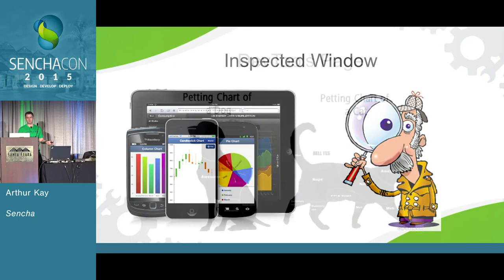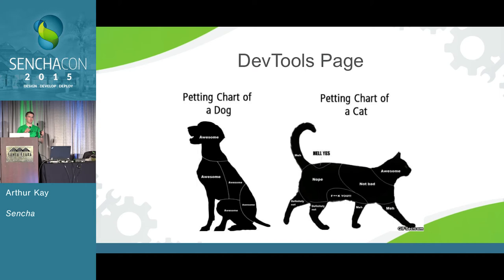And finally, the DevTools page, or the panel within developer tools, is the interface you are going to build to display information about the inspected window.